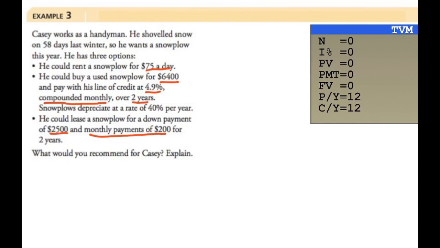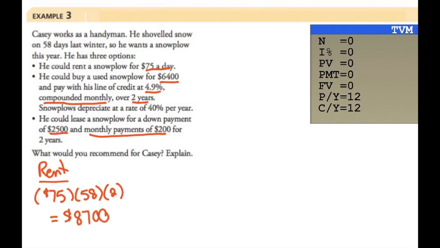So looking at a monthly cost is not a good way of doing this because Casey won't need the snowplow in July, or at least we hope he won't. What we should look at is the total cost over the 2 years. So to rent this snowplow would cost him $75 per day times 58 days times 2 years, because he will be doing this for 2 years. That's how the buying and the leasing are set up, so we'll deal with it that way. Meaning if he rents this snowplow, it would give him a total cost over the 2 years of $8,700.